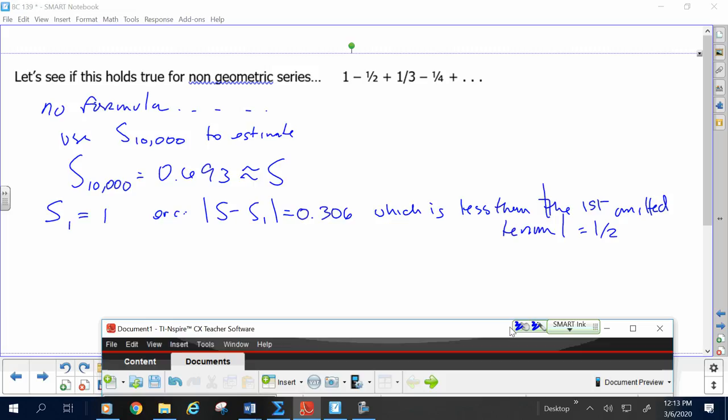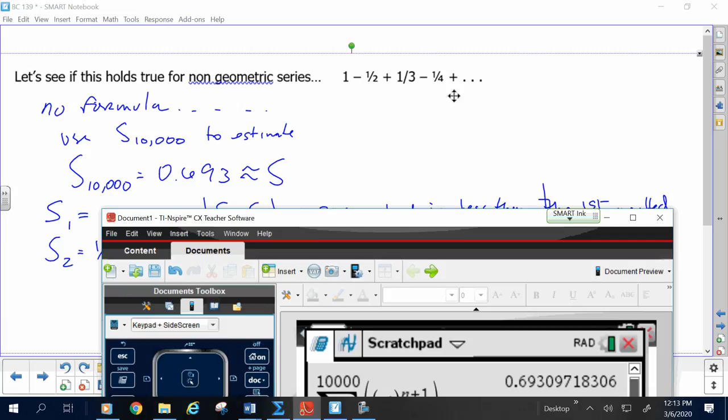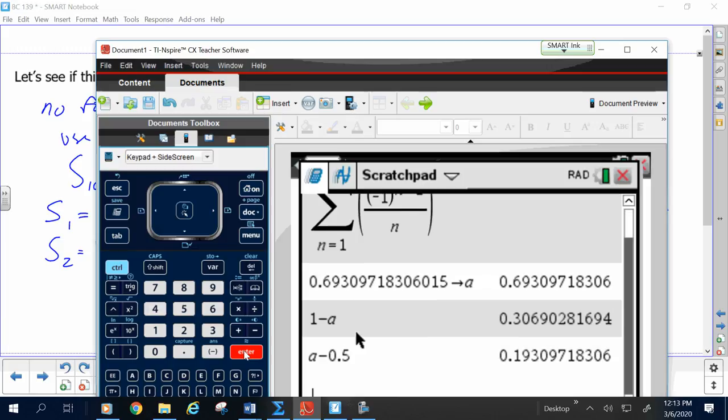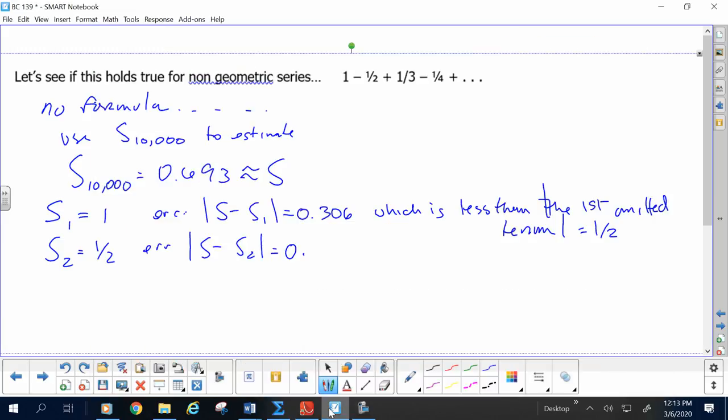All right, let's do S2. What's S2? 1/2. The error then is S minus S2, or the difference between our A and 1/2. So A minus 0.5 is 0.193. Alrighty. And is that less than A3, which is to say the first omitted term, which is 1/3? Did it hold true? Okay. So it seems like we've got a theory that works.